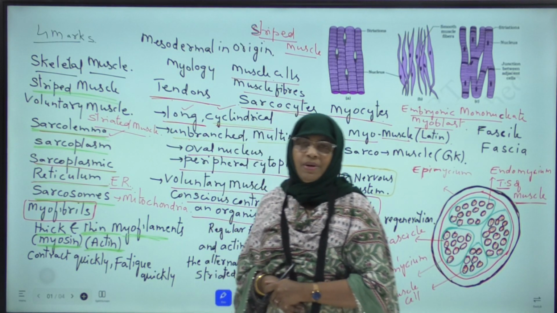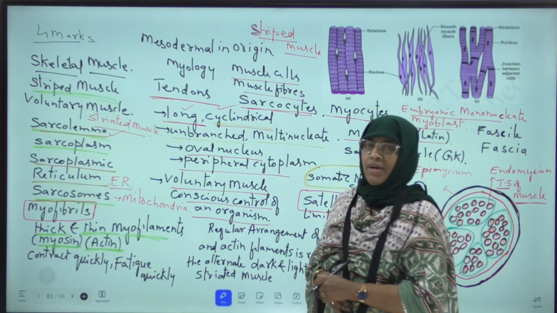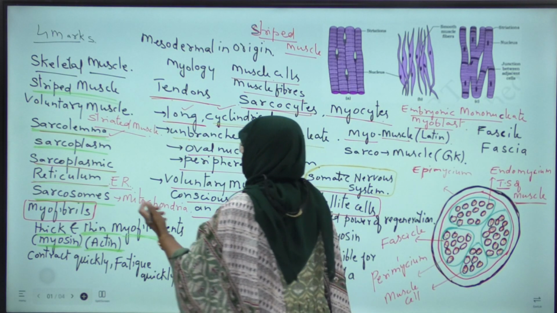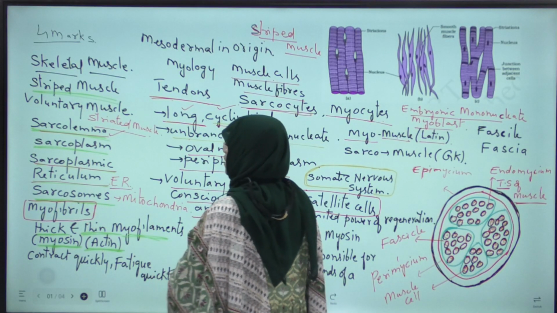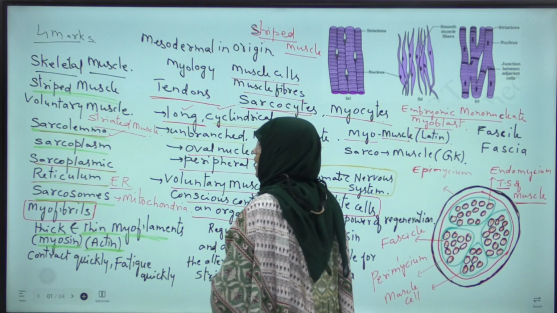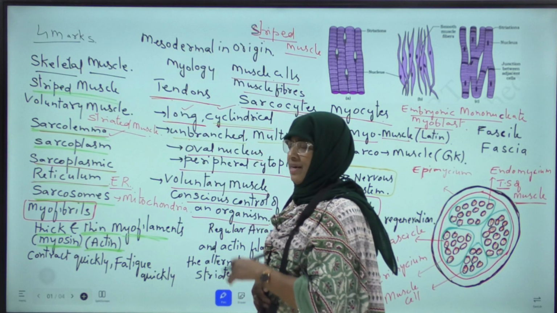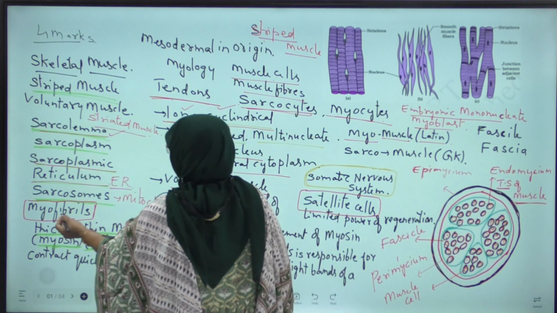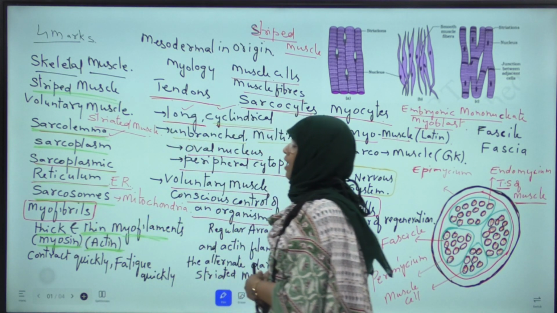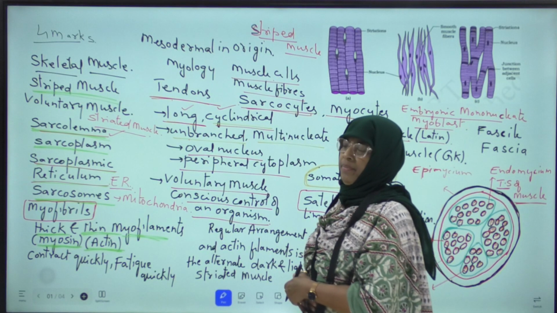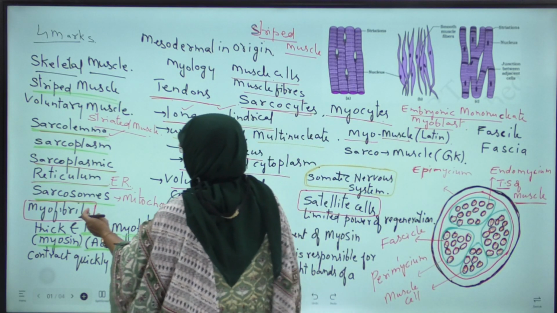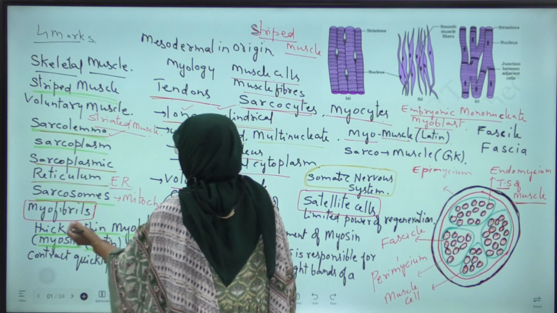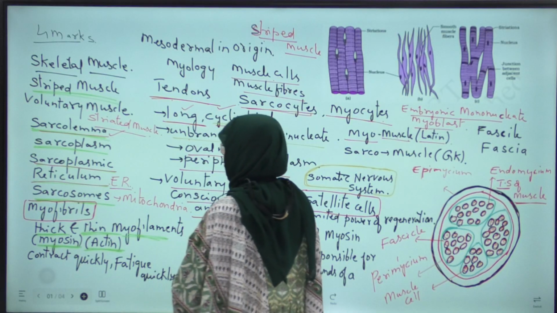Sarcoplasmic reticulum of the muscle cells stores calcium ions, which are useful for muscle contraction, and mitochondria of the muscle cell are called sarcosomes. In the cytoplasm, that is in the sarcoplasm of the muscle cell, many parallelly arranged fibrils are present. They are called myofibrils or myofilaments.